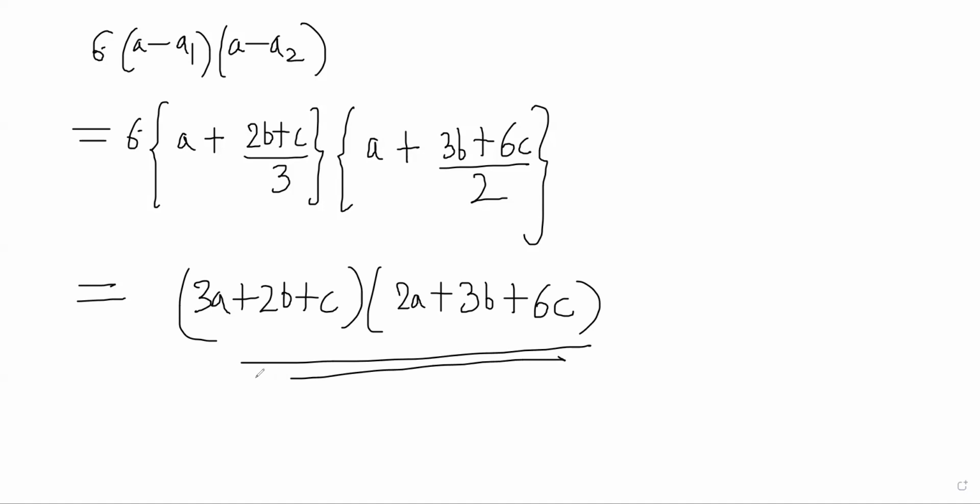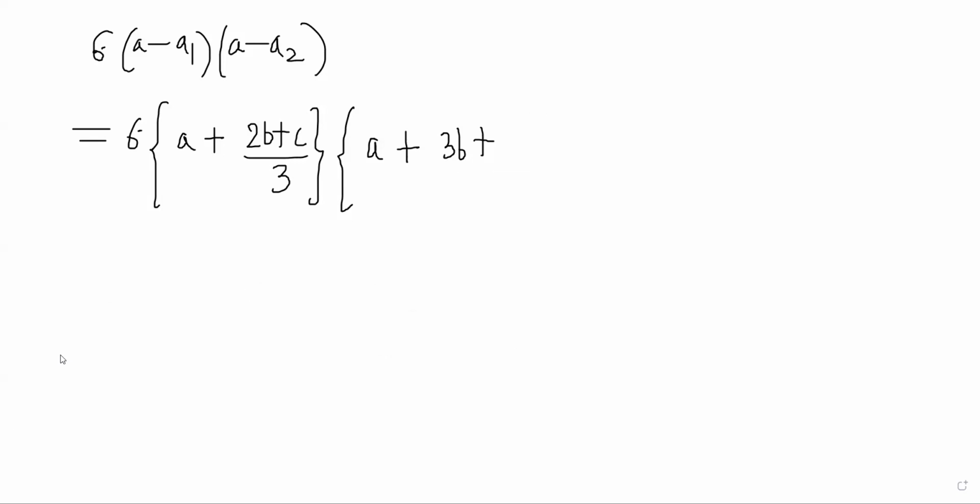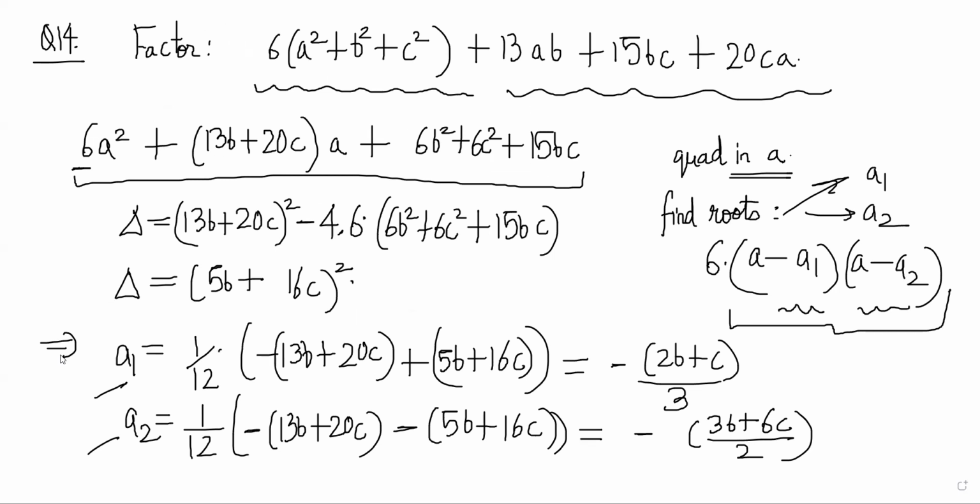So this is a nice trick again. We have seen this before. Think of the whole expression as a quadratic in one of the variables. Then solve it. And once you solve the quadratic, you can write it as a product of factors. And that gives us the factorization. Okay. Let's go to the next problem. That will be question number 15.